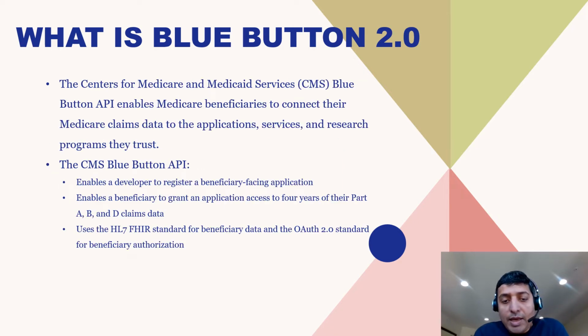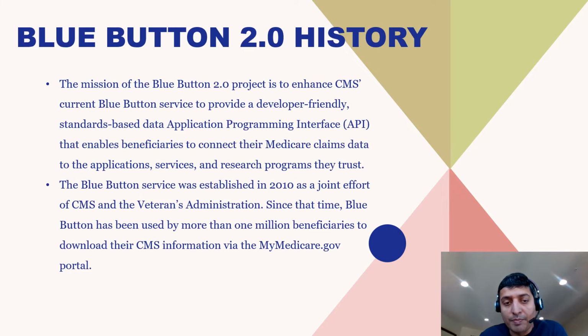The Center for Medicare and Medicaid Services Blue Button API enables Medicare beneficiaries to connect their Medicare claims data to the application, services, and research program they trust. The CMS Blue Button API enables a developer to register a beneficiary-facing application, enables a beneficiary to grant an application access to 4 years of their Part A, Part B, and Part D claims data, uses the HL7 FHIR standard for beneficiary data and OAuth 2.0 standard for beneficiary authorization.